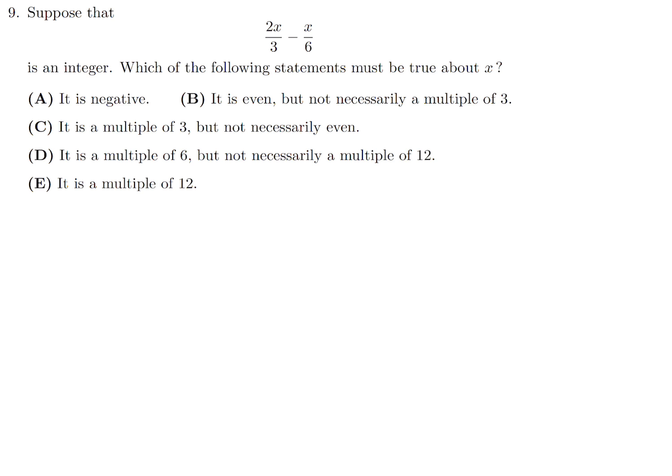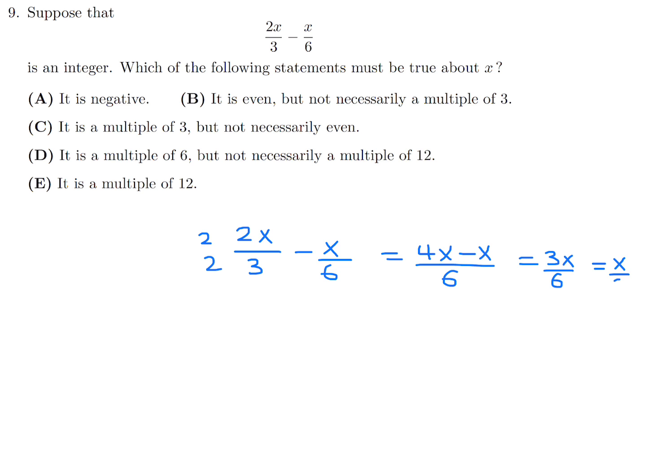Suppose that 2x over 3 minus x over 6 is an integer. Which of the following statements must be true about x? Let's combine this fraction. Multiply top and bottom by 2. We get 4x minus x all over 6. And that is 3x over 6, which is x over 2. So we are just down to x over 2.